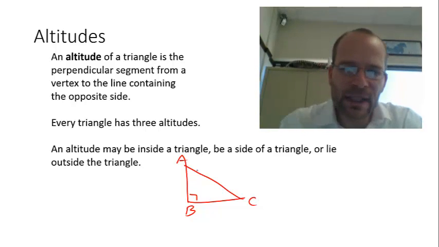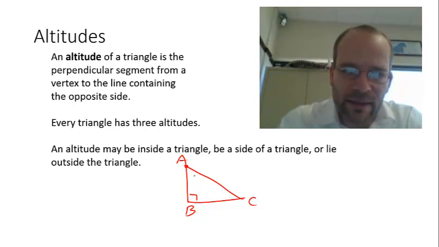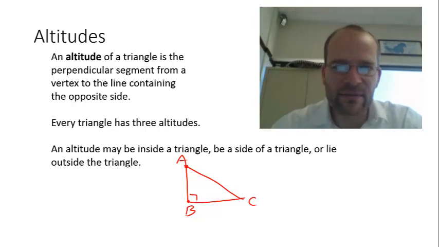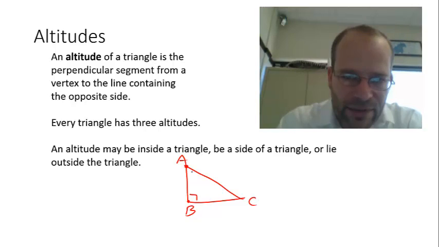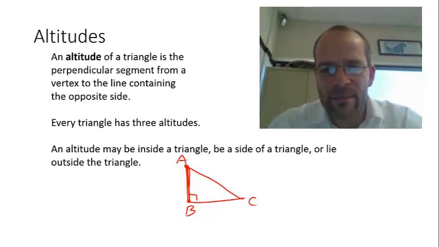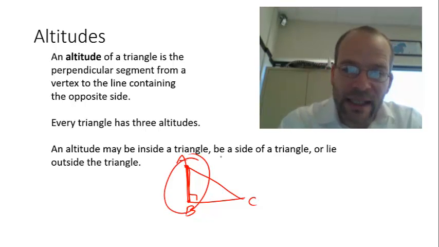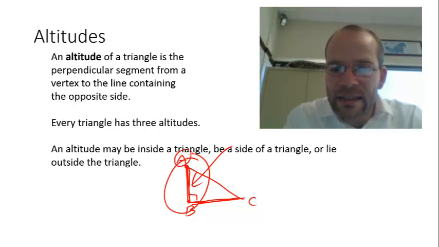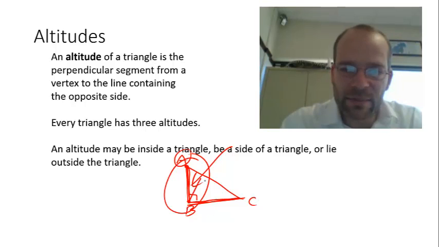Remember, an altitude is a line segment which goes from a vertex to the line and is perpendicular to the line containing the opposite side. So side BC is opposite to vertex A. Therefore, the altitude here is this segment, AB, because that is the segment that is perpendicular to BC and ends at A. So we find here that side AB is actually the altitude to point A. Side BC is the altitude to point C, and we'd find that the altitude to B is in here someplace.